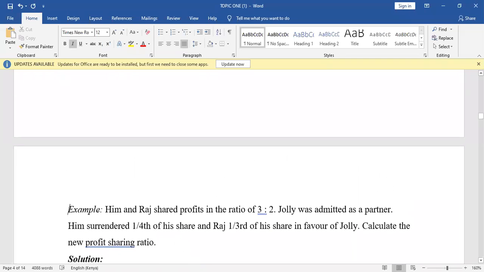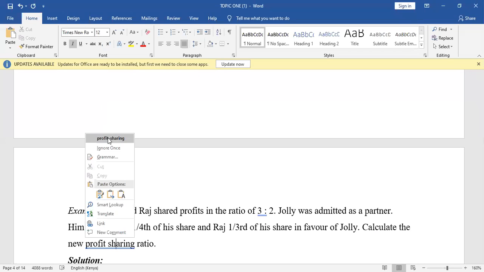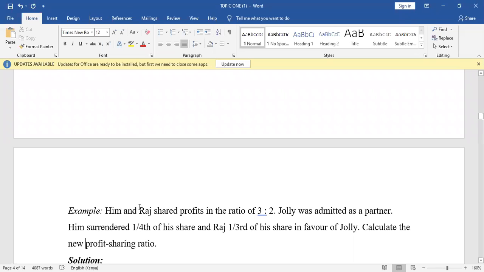Now I want us to look at Hima and Elarge, who shared profit in the ratio 3 to 2. Jolly was admitted as a partner. Hima surrendered 1/4 of his share, and Elarge 1/3 of his share, in favor of Jolly. Calculate the new profit sharing ratio. Now, can you try by yourself? Then we can share again.